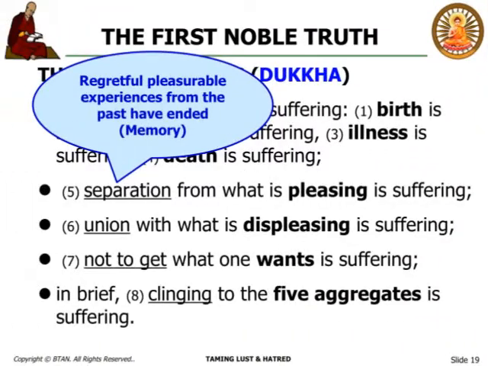Now, the first four, I think, are very straightforward, so we're not going to talk about them: birth, aging, sickness, and death. But let's talk about the others. Separation basically produces a regretful feeling that pleasurable experiences have come to an end, no longer. So we remember past experiences that were pleasant, and that brings us suffering. The reminder itself is suffering.